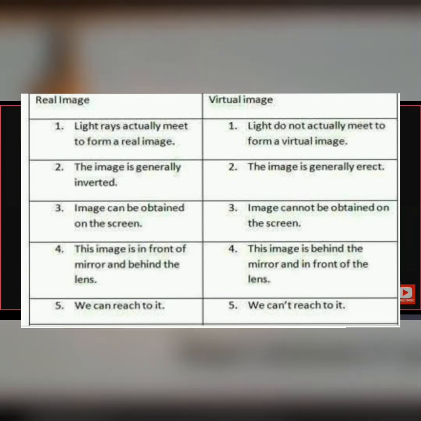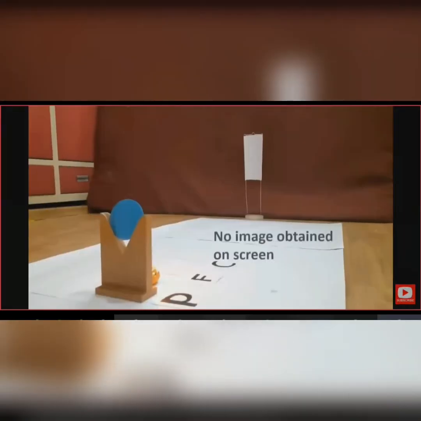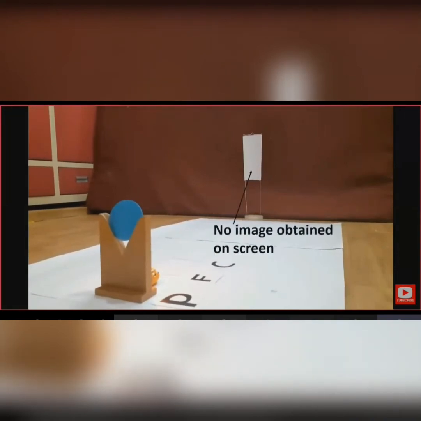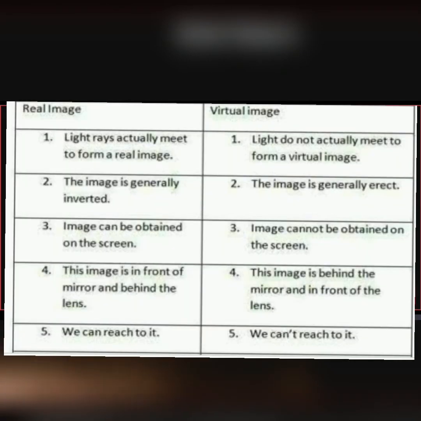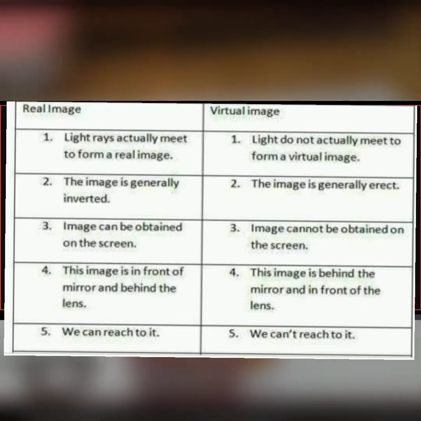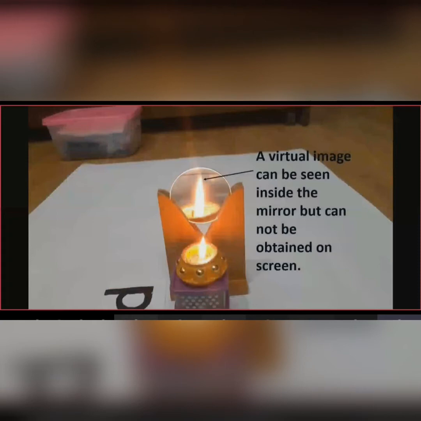See, now we have kept the object very close to the mirror. You can see nowhere we will obtain an image. So the image is very much visible in the mirror. मिरर के अंदर हमें दिख रही है इमेज. So ऐसा नहीं है कि इमेज बन नहीं रही है. But no image is there onto the screen. On the screen we see only reflected light. We are not able to obtain the image on the screen.